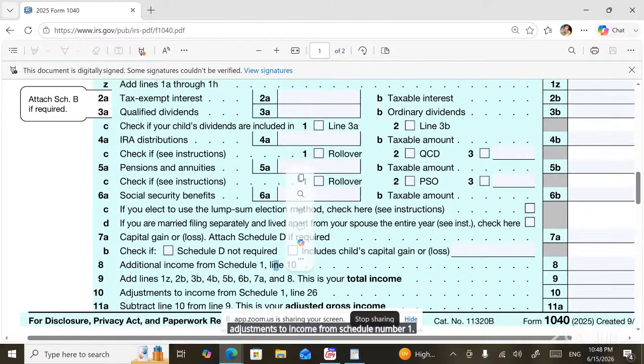What is the meaning of adjustment to schedule number 1? You need not pay tax on all types of incomes. The department allows us some kind of concessions, so that part you can deduct. Suppose our income is say 10 lakh. You need not pay tax on the entire 10 lakh. Some deductions are allowed in the name of adjustments. So these adjustments are taken from schedule number 1, part number 2.